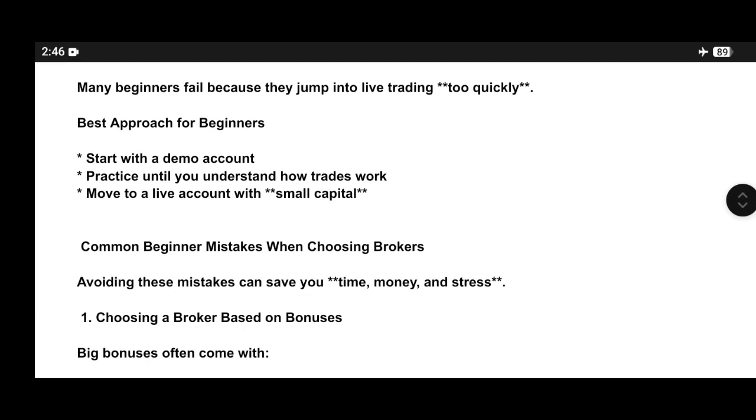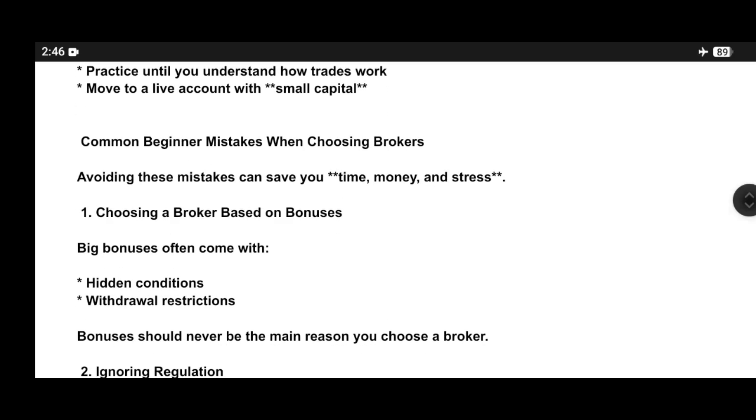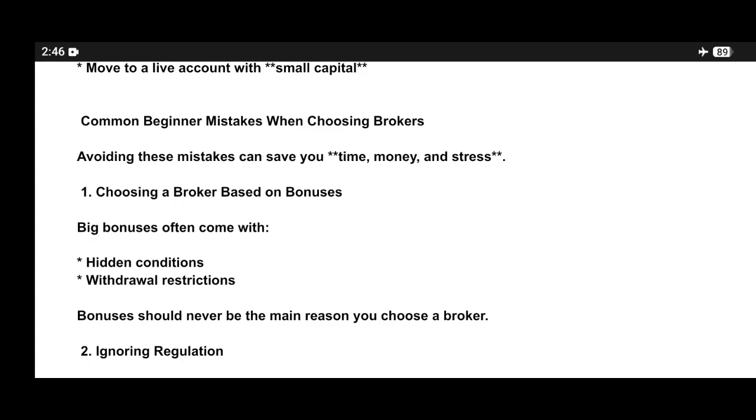Common beginner mistakes when choosing a broker. Avoid these mistakes. Yes, it can save you time, money, and stress. Number one is this: choosing a broker based on bonuses. Big bonuses often come with hidden conditions and withdrawal restrictions. Bonuses should never be the main reason you choose a broker.